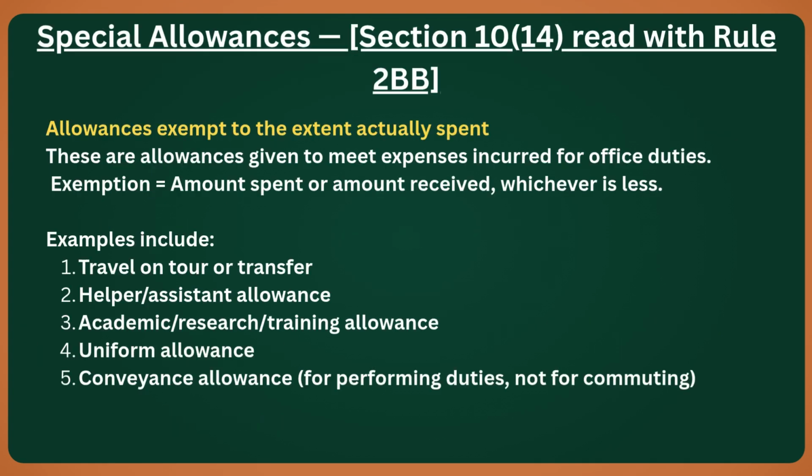Special allowances under Section 10(14), read with Rule 2BB, are allowances given to employees to meet expenses incurred for office duties. These allowances are exempt to the extent actually spent. The exemption is calculated as the lesser of the amount spent or the amount received. Examples of such allowances include travel allowances for tours or transfers, helper or assistant allowances, academic, research, or training allowances, uniform allowances, and conveyance allowances for performing duties, not for commuting.